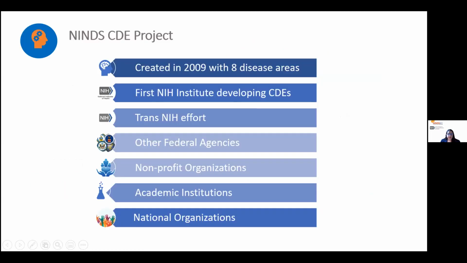Okay, so a little bit of background of the common data elements. This NINDS project was created back in 2009. We started with 8 disease areas. Back in 2009, the field of CDEs was very unexplored, unknown, and just starting, so we didn't know a lot of things. We were the first NIH institute that developed data standards, and this project is a trans-NIH effort. We also work with other federal agencies, nonprofit organizations, academic institutions, professional organizations, and also patients.